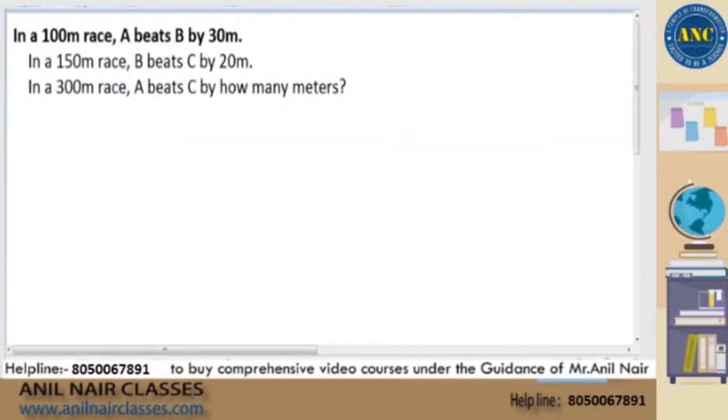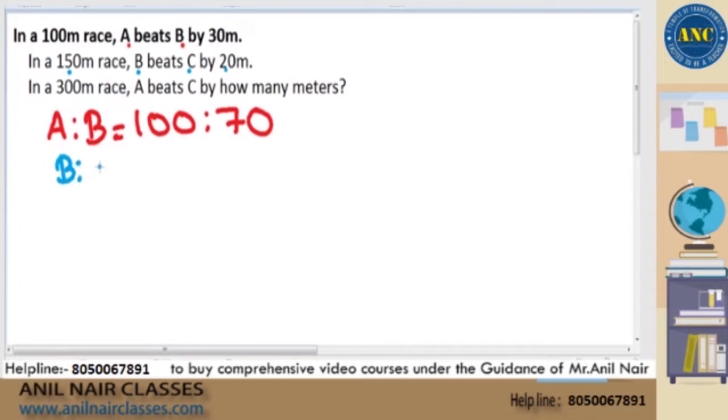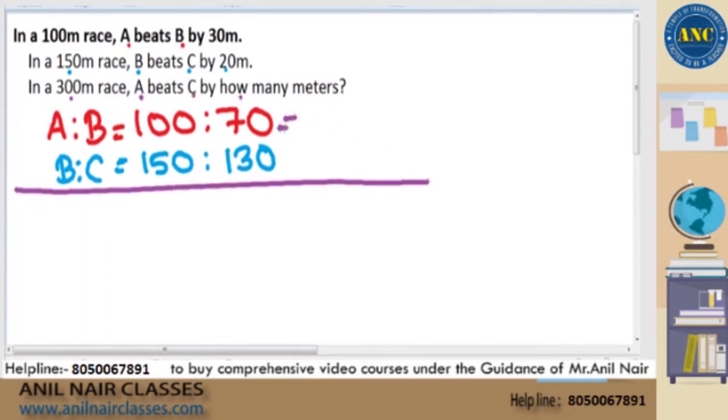See here. Your question is, in a 100-meter race, A beats B by 30 meters. That means if A runs the entire 100 meters, B will run 30 less than 100. B will run 70. In a 150-meter race, B beats C by 20 meters. If B runs the entire 150 meters, C will run 20 less than 150. C will run 130. Right? In a 300-meter race, A beats C by how many meters? They are asking about A and C in terms of a 300-meter race.